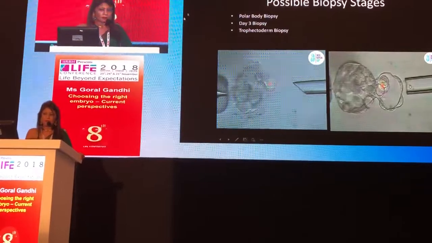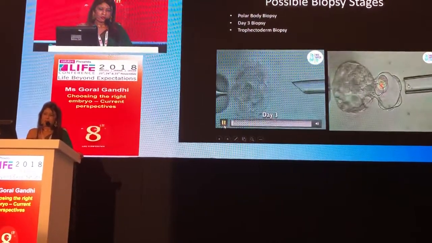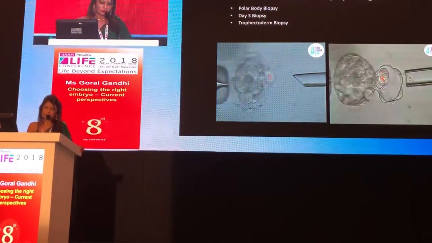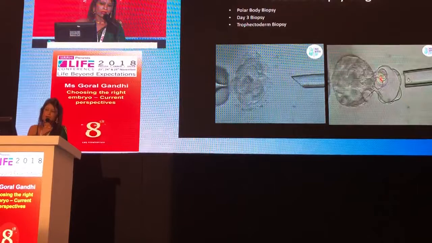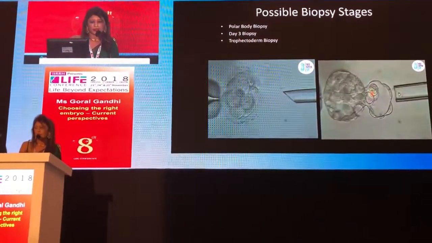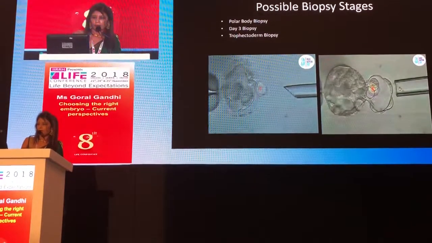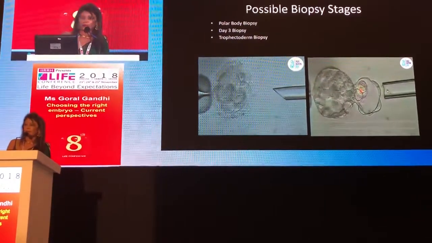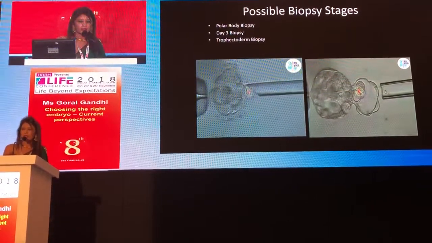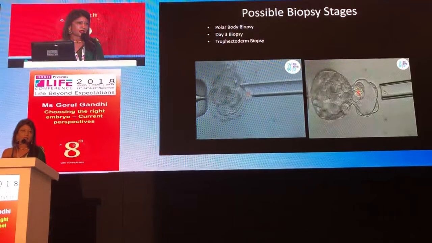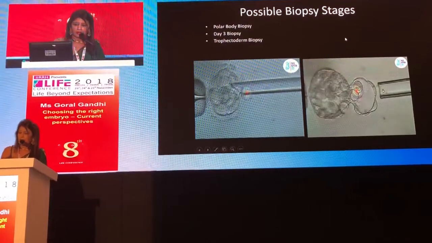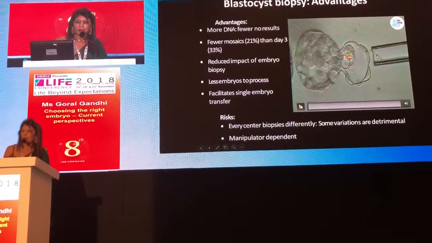So in day 3 biopsy, we make an opening in the zona, and with the biopsy equipment, we take out one cell from the cleaving embryo, and it is sent for genetic testing. And for trophectoderm biopsy, have the second video also roll, please. For the trophectoderm biopsy, about 4 to 5 cells from the trophectoderm are taken out, and they are sent for a biopsy. So let us see what are the advantages of the trophectoderm biopsy.